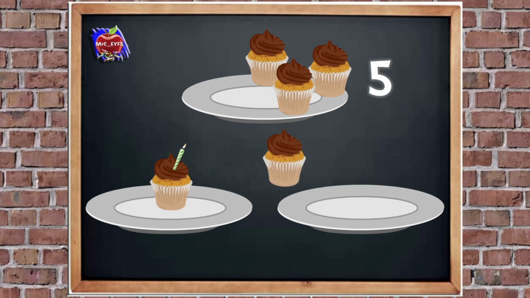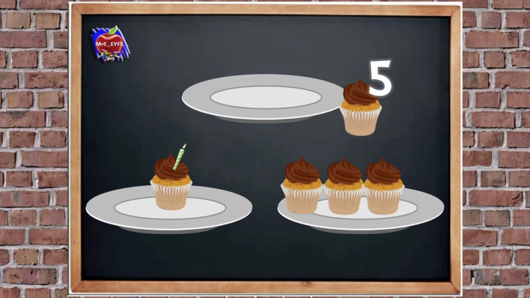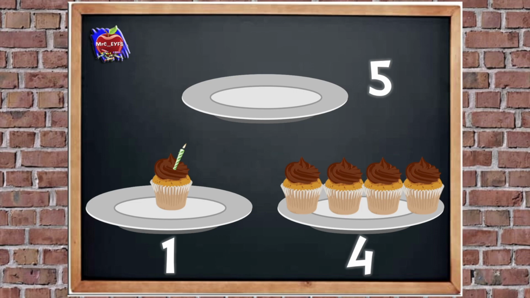There's 1, 2, 3, 4. So again, we've broken that 5 into 2 groups. So we've got 1, and we've got 4.